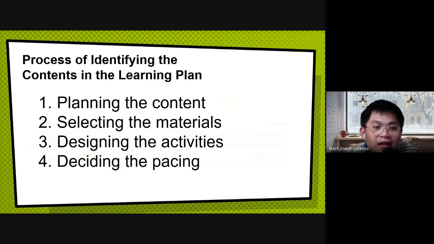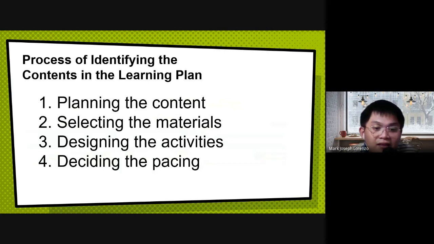We need to select the materials. It answers the question how to teach. Gagamit ba tayo ng audiovisual presentation? Gagamit ba tayo ng PowerPoint presentation? Gagamit ba tayo ng products, mock-up, realia? Gagamit ba tayo ng experiment, apparatuses, or device? Gagamit ba tayo ng blackboard, chalkboard? Gagamit ba tayo ng Manila paper, art materials?